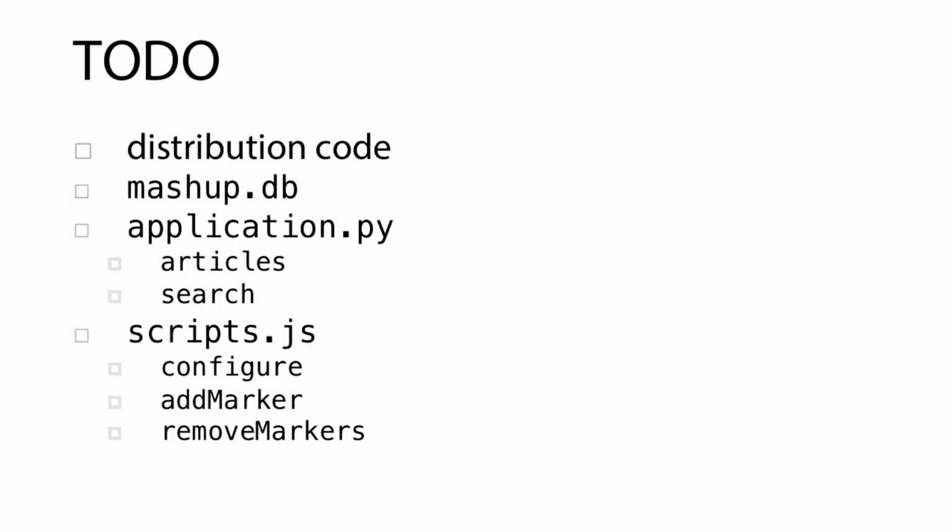Then we'll move to application.py, in which we'll implement articles and search, allowing users to search for articles based on location and search for locations. Then we'll move to JavaScript. In scripts.js, we're going to configure our map and allow ourselves to add markers to the map and remove them.